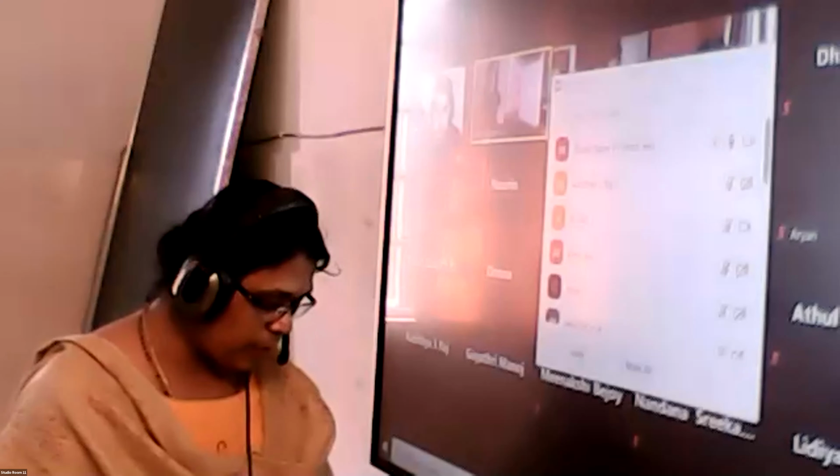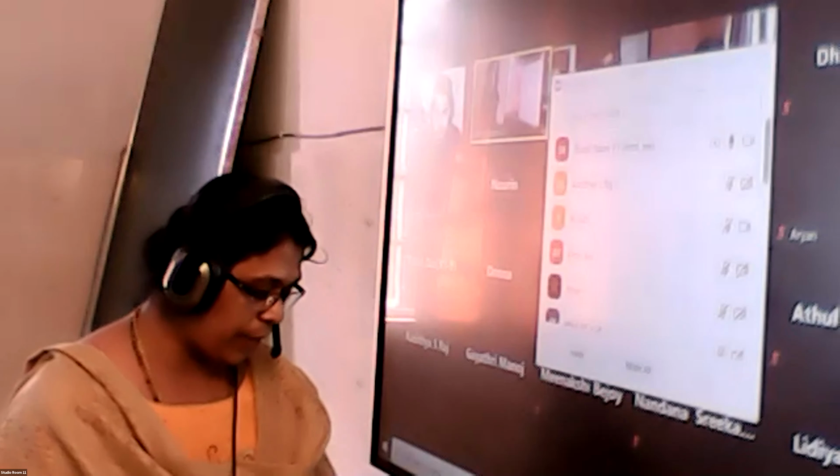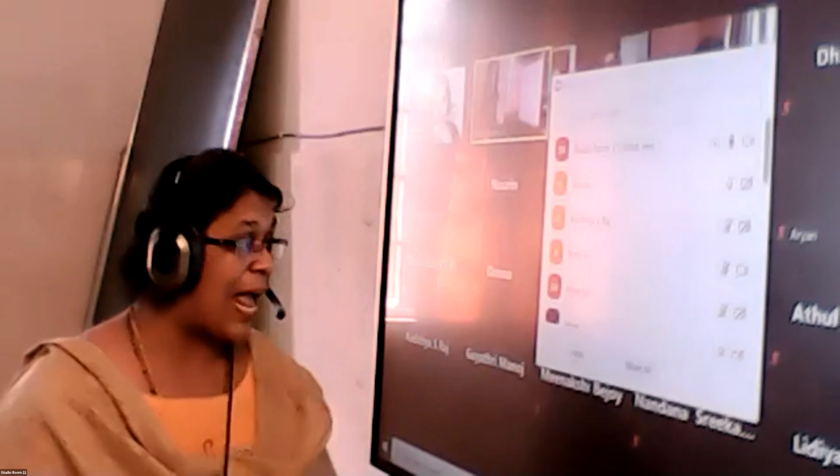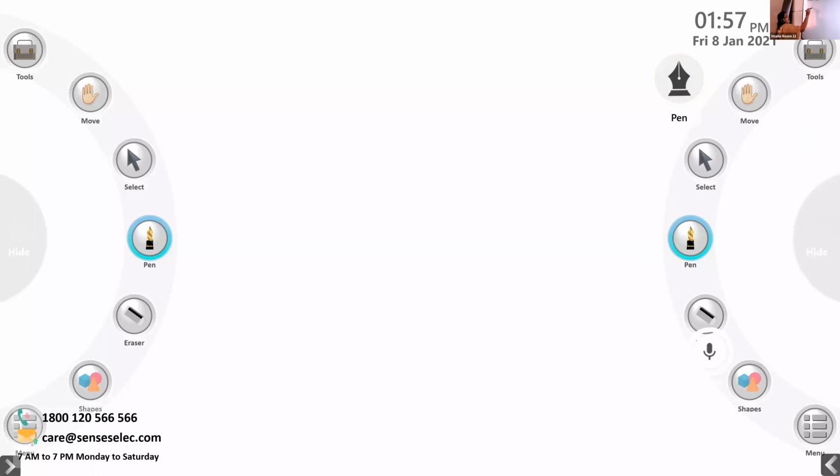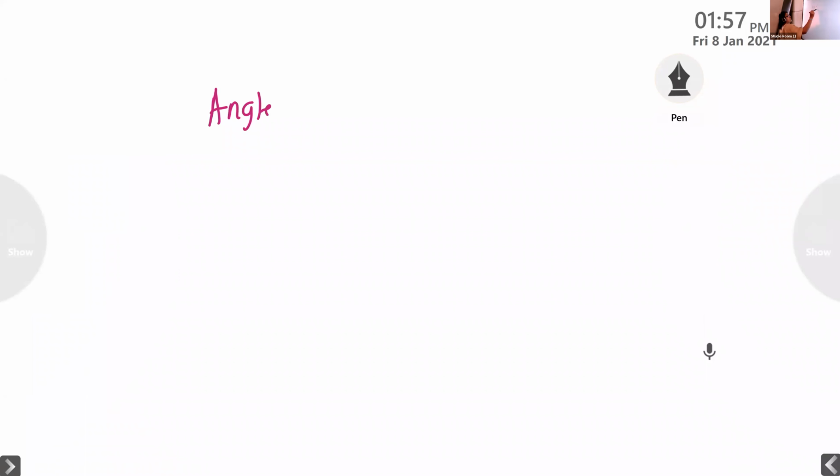Topic related to the behavior of this type of fluid. And the first one is known as angle of contact. Angle of contact. It is under surface tension only.